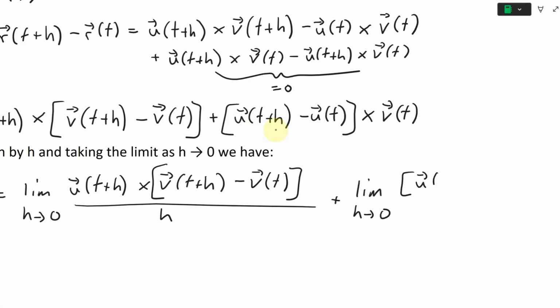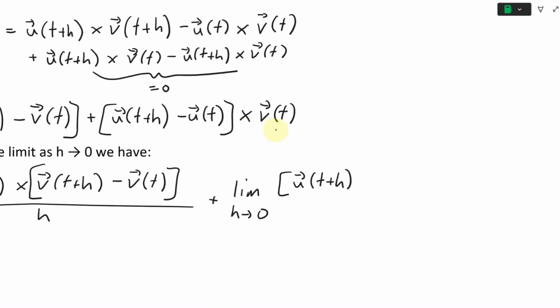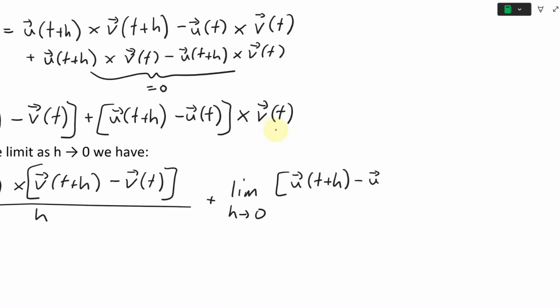u of t plus h minus u of t, and then divide this by, actually a cross product with the other one, cross v of t over h. Like that. All right, so that is what we get.